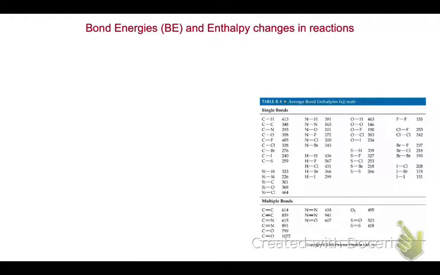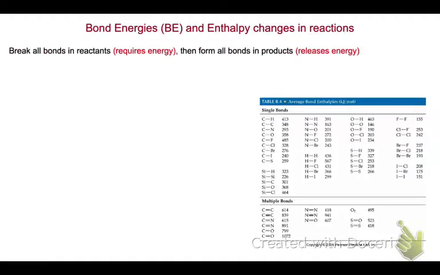Now what we're going to do is use bond energy to calculate delta H for a reaction. Remember in the thermodynamics chapter, we learned 3 different ways to calculate delta H. We learned how to calculate it using calorimetry, heat gained equals negative heat lost. We also learned how to calculate it via Hess's law and via standard heat of formation. Now we're going to learn how to calculate it using the bond energy table.